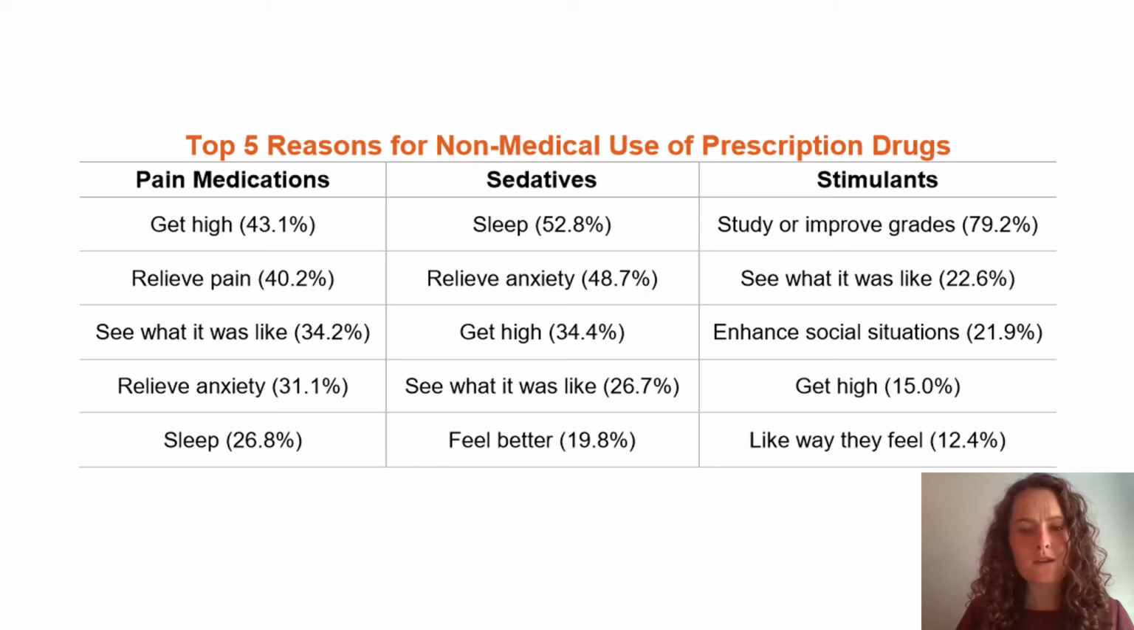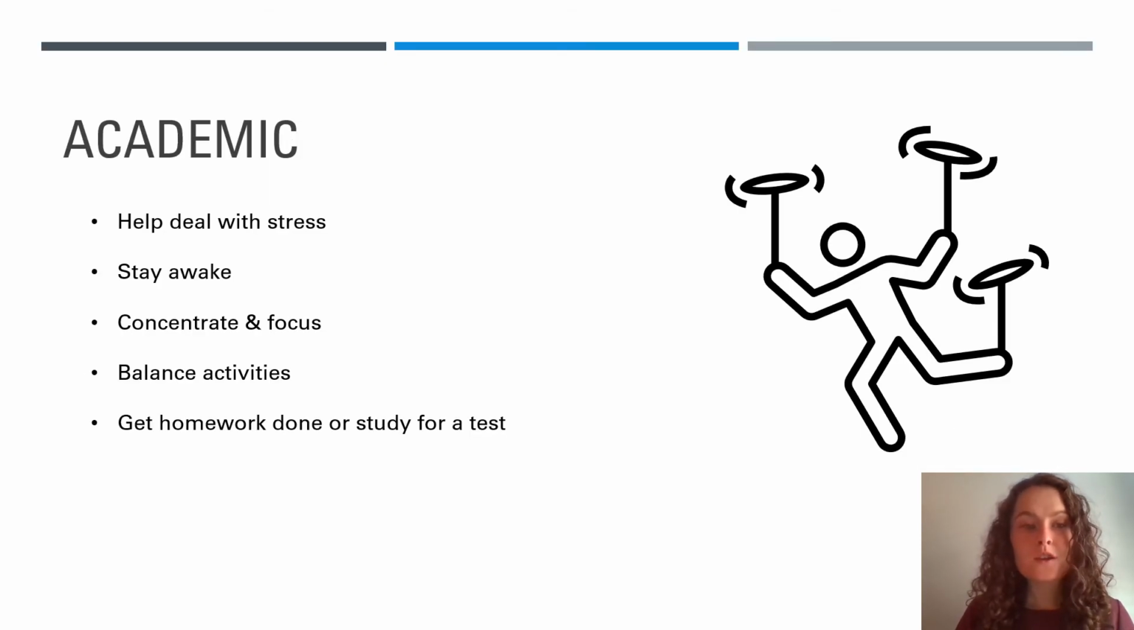So you might be thinking to yourself, wait a second, prescription pain medication is supposed to relieve pain. Sedatives are supposed to help you sleep, so why is this bad? Well, the key here is that it's non-medical uses. That means that somebody else is using someone else's prescription. They're not using their correct dose, and this can be dangerous. So one of the top reasons why students turn to prescription drugs, especially stimulants, are to help with their academics.